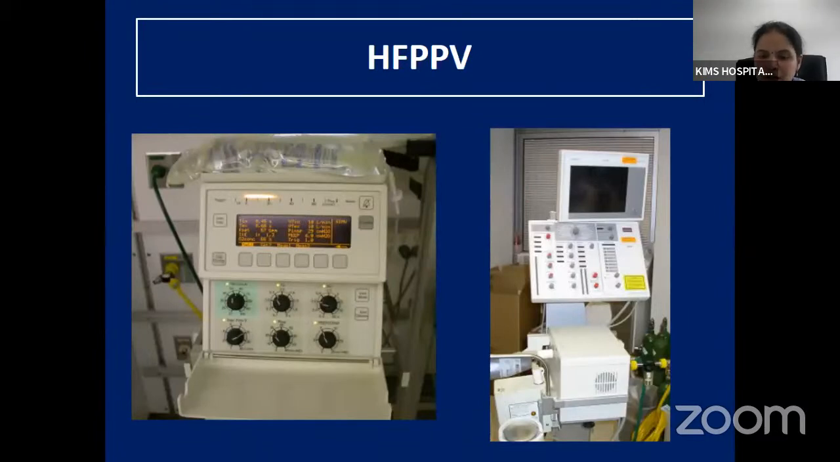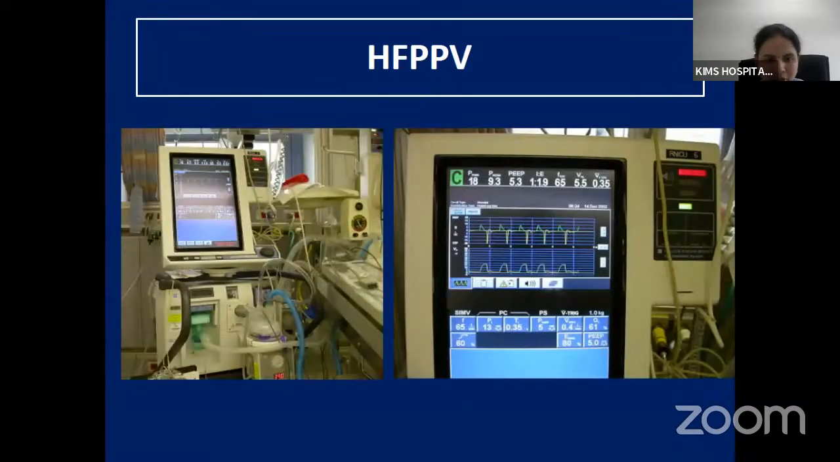Some of the ventilators that can be used for doing high frequency positive pressure ventilation include the Draeger Babylog 8000, which is one of the commonly used ventilators for high frequency ventilation. This is a kind of exaggerated version of conventional ventilation, which operates at much more rapid rates than what is normally used in conventional SIMV mode of ventilation. These are some other examples.